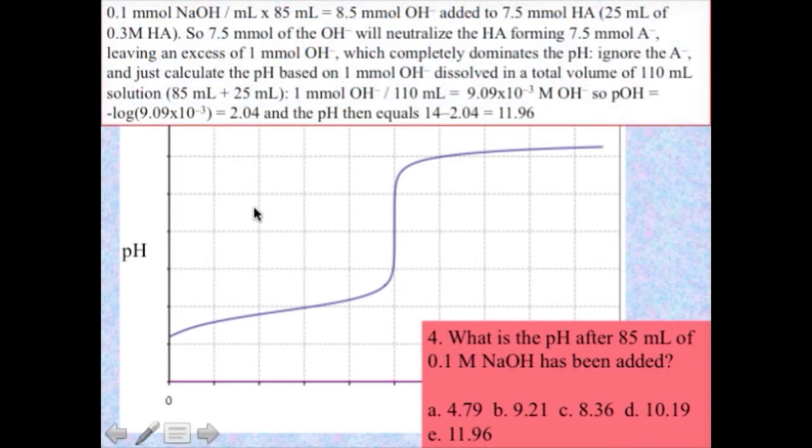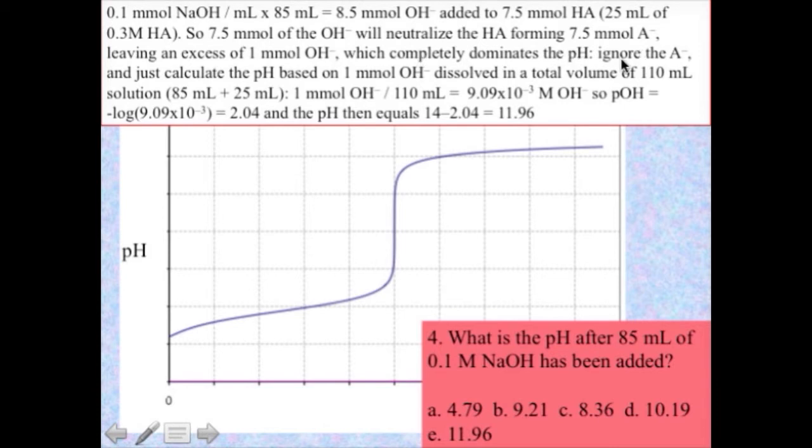All right, here we go. We're going to take 0.1 millimoles of sodium hydroxide per milliliter, multiply it by 85 milliliters. We get 8.5 millimoles of hydroxide, and that's added to 7.5 millimoles of the weak acid. So 7.5 millimoles of the hydroxide will neutralize the weak acid, forming 7.5 millimoles of A minus, and it leaves behind an excess of 1 millimole of the hydroxide ion, which, like the 800-pound gorilla, completely dominates the pH.